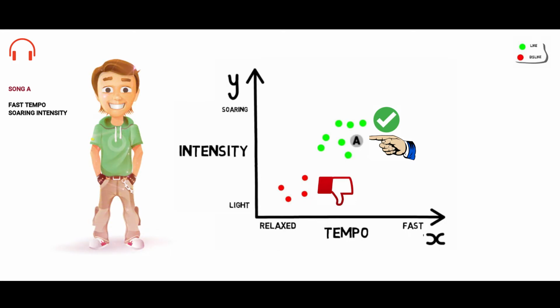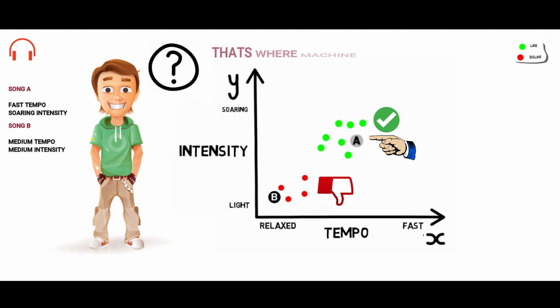Let's say now Ajay listens to a new song. Let's label it as Song B. So Song B lies somewhere here with medium tempo and medium intensity, neither relaxed nor fast, neither light nor soaring. Now can you guess whether Ajay likes it or not? Not able to guess with this, Ajay will like it or dislike it. The choice is unclear. Correct. We could easily classify Song A, but the choice becomes complicated in the case of Song B. Yes, and that's where machine learning comes in.